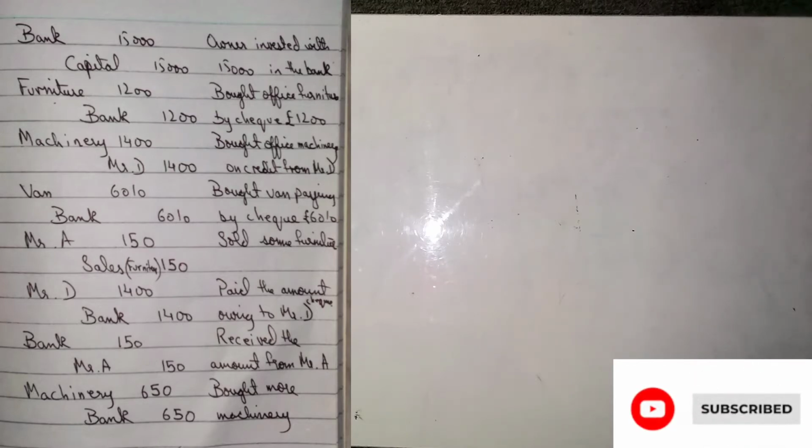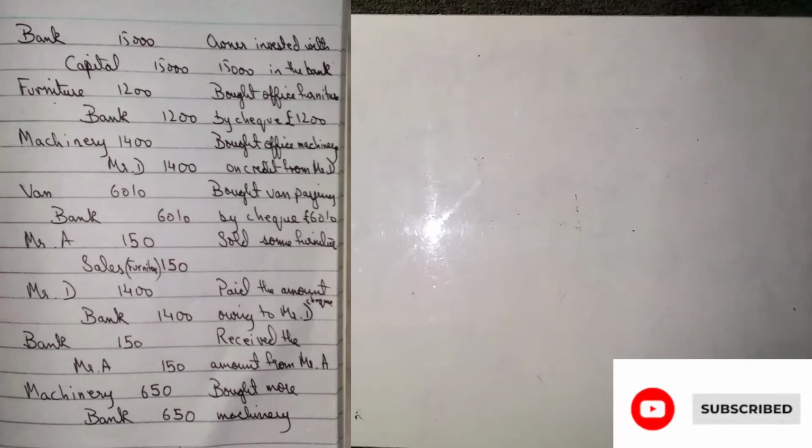Then machinery, bought office machinery on credit from Mr. A. Now we bought this machinery on credit. It means we didn't pay at that time, and therefore we are going to write the name instead of writing the bank. Why? Because we are not paying the money at that time. We are buying it on credit, therefore we will write the name of that person. Machinery is bought, it means an increase in the asset, it will be on the debit side. From whom did we buy? From Mr. D. We didn't pay the amount, so this is going to be on the credit side and we will write the name.